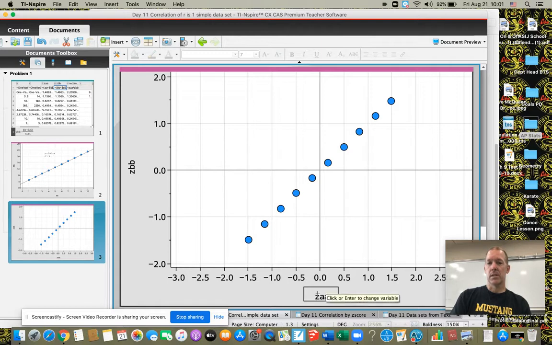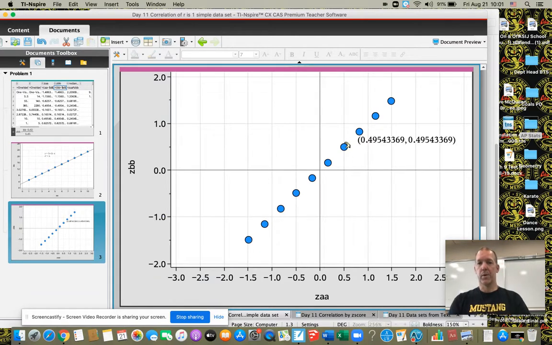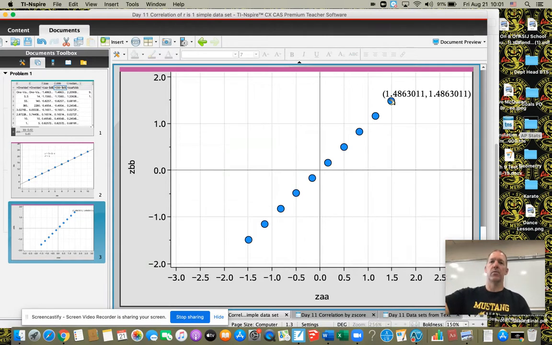Okay, so I actually graphed that out. So you can see the ZA on the bottom and ZB on the left. So the scale is in z-scores. So for this point, if I go over 0.49 standard deviations, it's also going up 0.49 standard deviations. This one's going over 1.48 standard deviations and up 1.4 standard deviations. So if those z-scores match up perfectly, then you're going to have that perfect line.